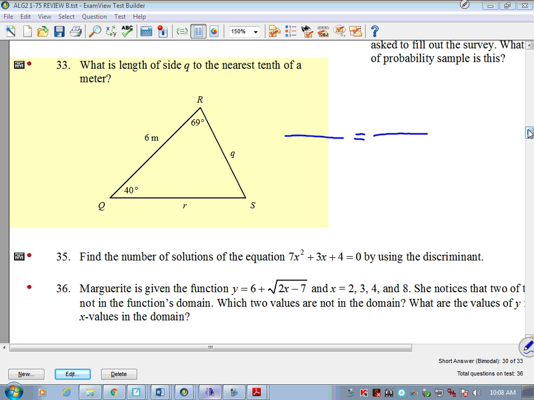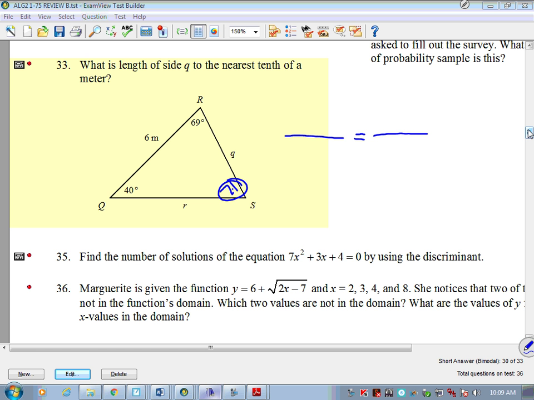Law of sine has me set up a proportion. What would you put on the top left? Do I need to find anything before I start this? Am I missing anything? What am I missing, Maddie? Need to find the other angle. You're absolutely right. I need to find this angle right here. So we're going to take 40 plus 69. That's going to give me 109. What am I going to do with 109? Subtract it from 180. All right, so what's 180 minus 109? 71. So we needed 71 degrees right there.